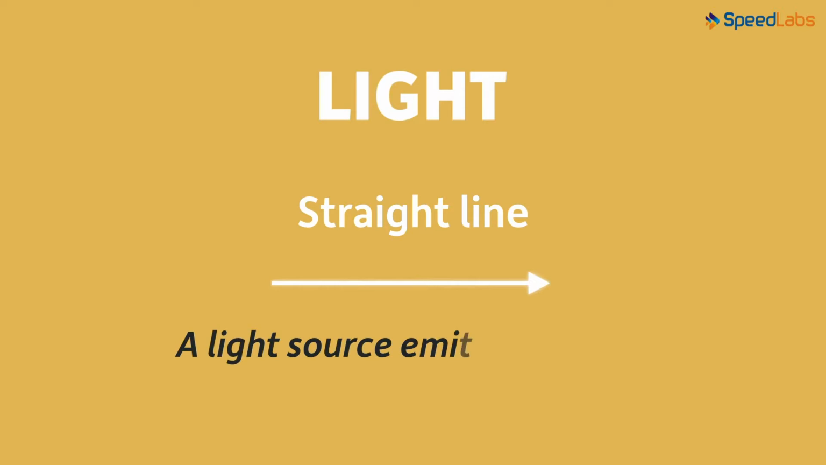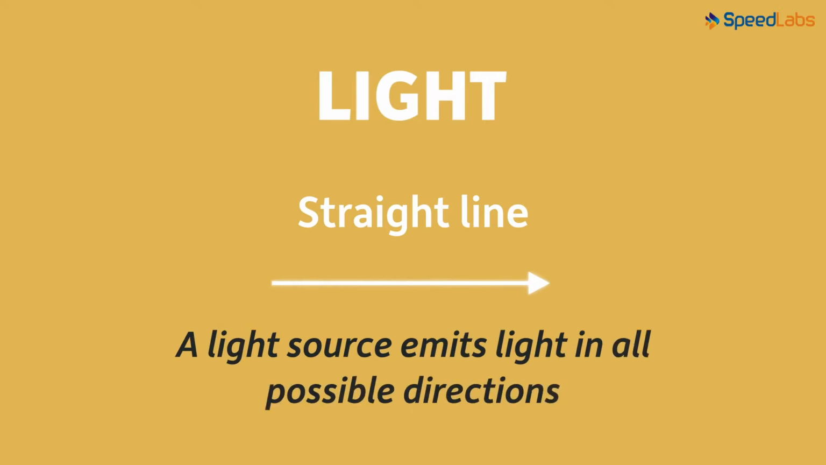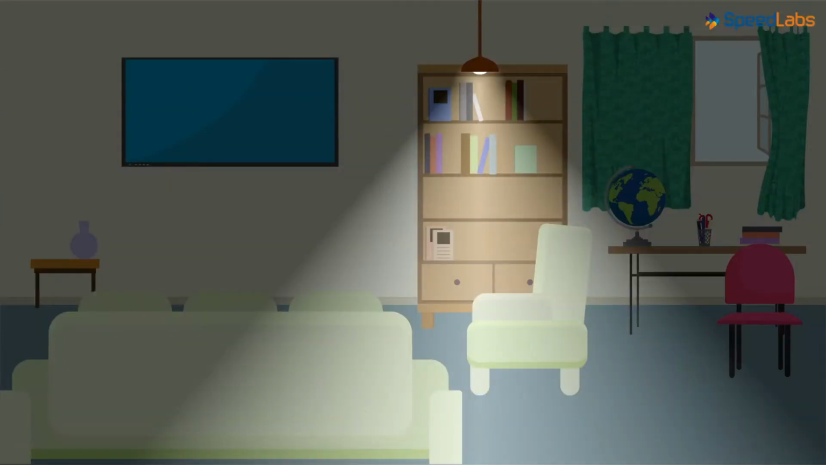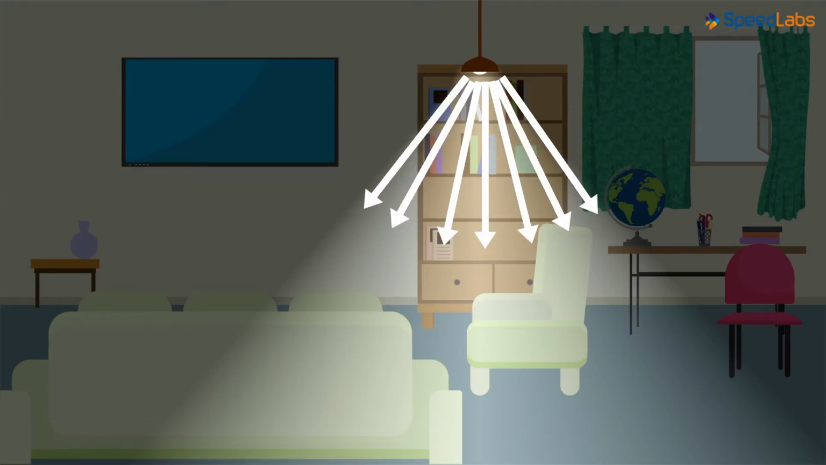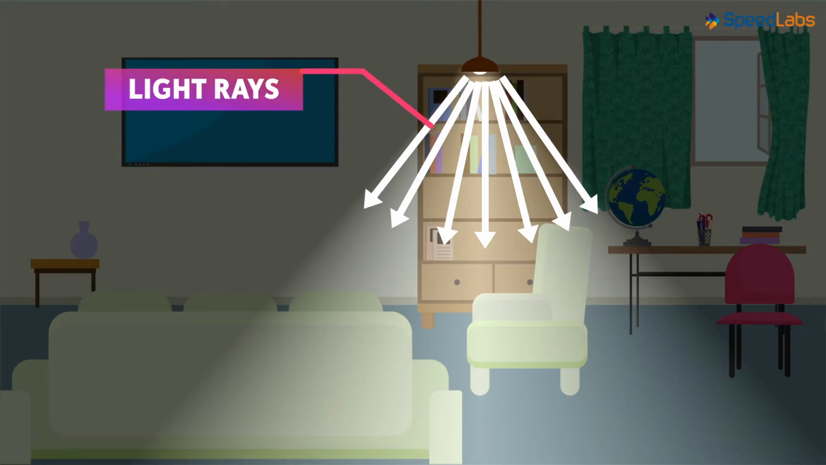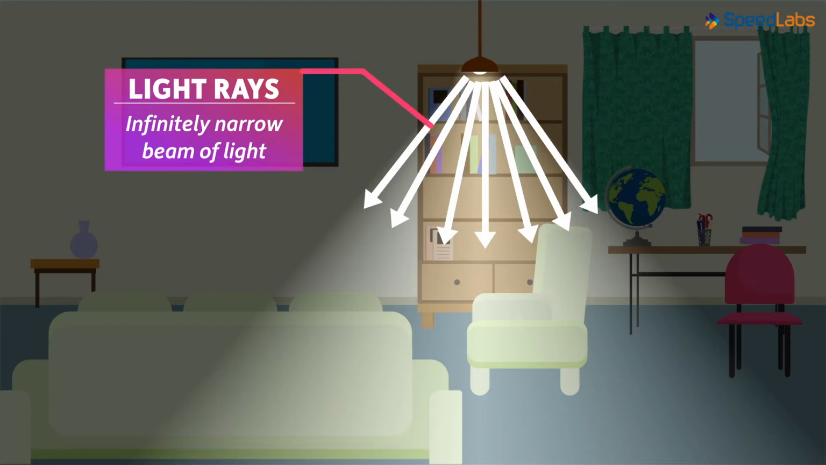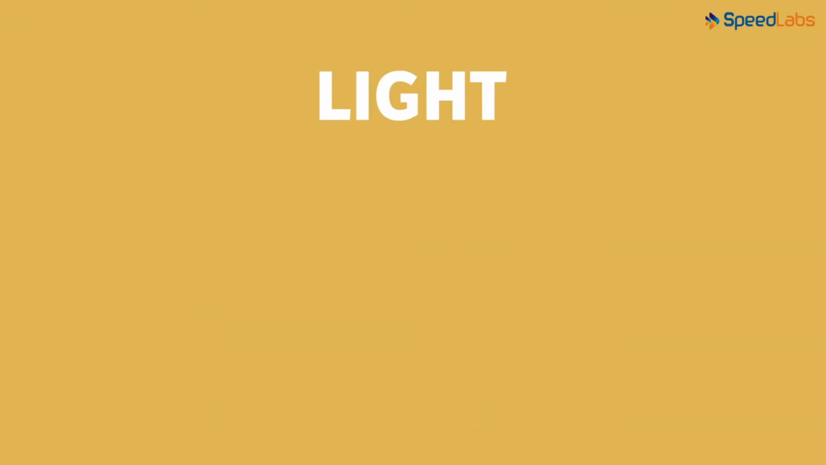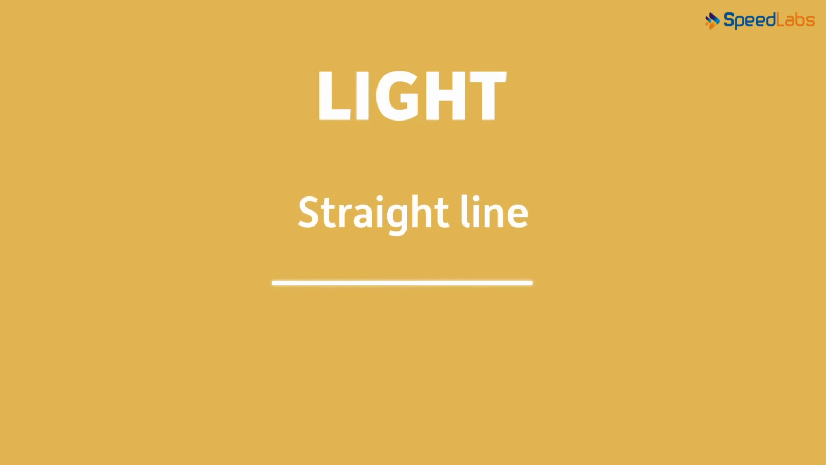A light source emits light in all possible directions. For example, this fluorescent glowing bulb is emitting light in all the possible directions. All these lines with arrowheads are called light rays. You can think of a light ray as an infinitely narrow beam of light. In reality, a ray of light is something which is not visible. This is just a way of explaining how light travels. A straight line with an arrow in the direction of propagation.